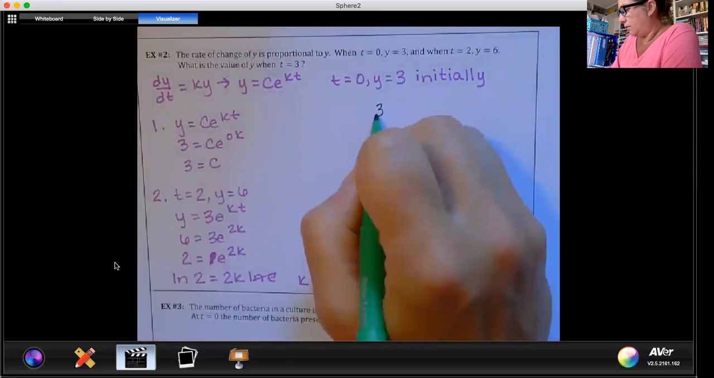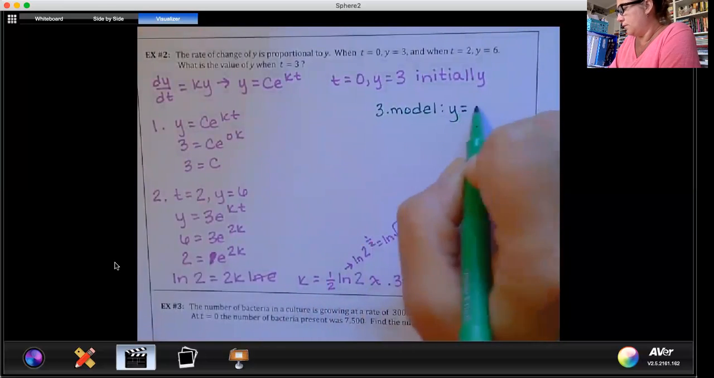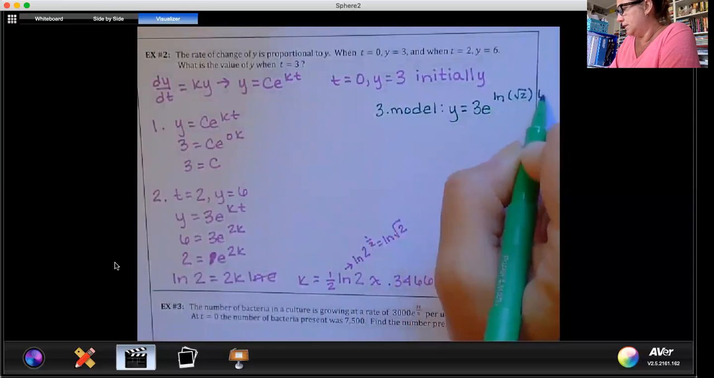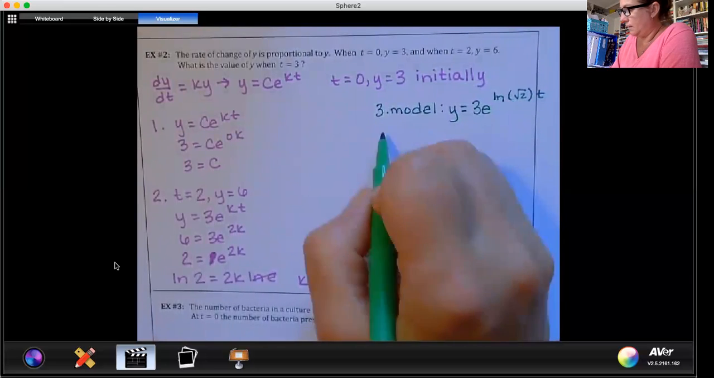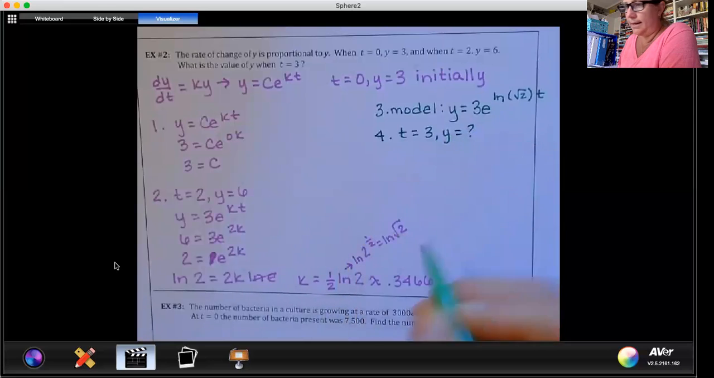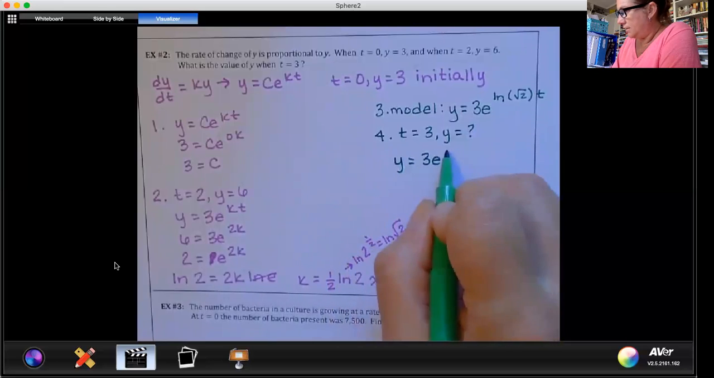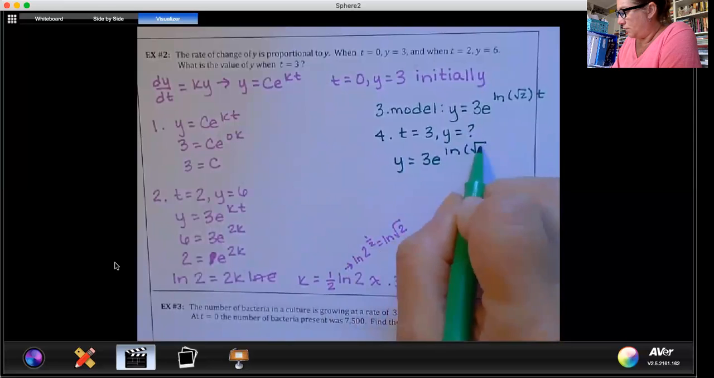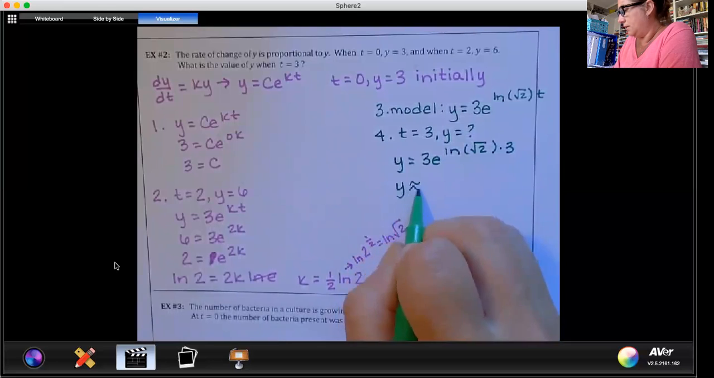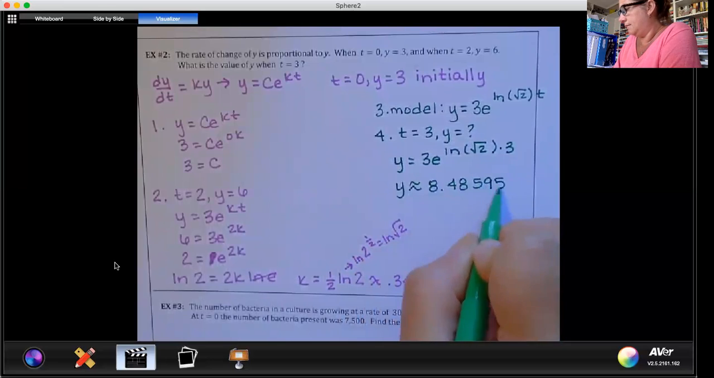So now we're going to look at the model, the equation. y equals 3e to the ln square root of 2 times t. And we're going to say when t is 3, what is y? So y equals 3e to the ln square root of 2 times 3. Using your calculator, you should get 8.48595.